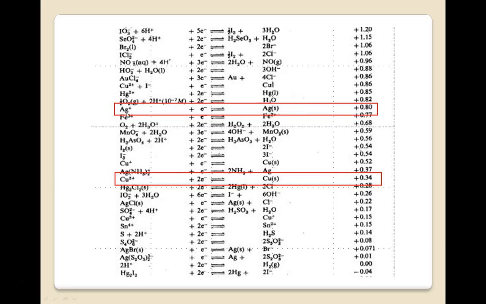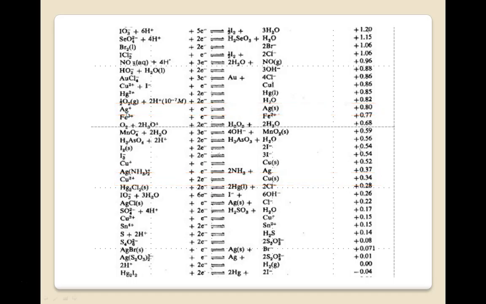Since silver has a higher reduction potential, that makes it a stronger oxidizing agent. Now just before we leave this, I want to point out the danger of not paying attention to these ion charges. So here, for example, is copper 1+ going to copper, which is not the same as copper 2+ going to copper. And down here, here's another reaction between copper 2+ and copper 1+.